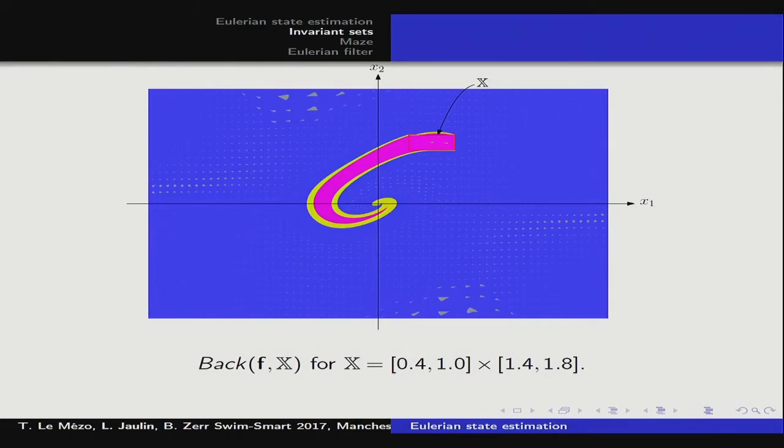Okay, so it means in this representation of the Van der Pol system that if I start in the magenta area, one day I will reach the set X.